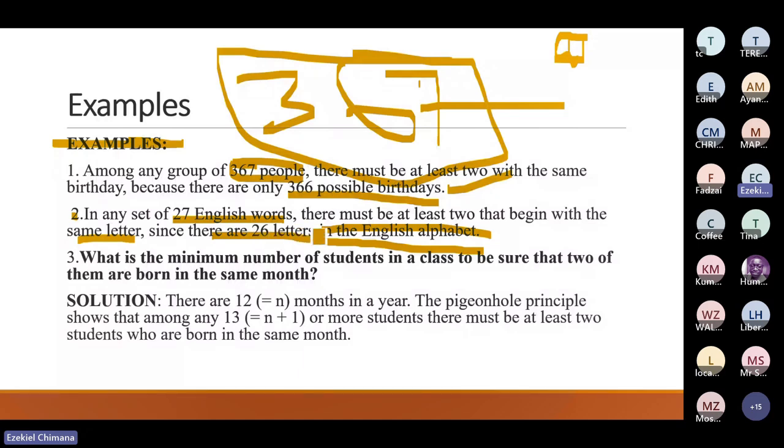Because from these 26 letters, if we put from A to Z as the initial letter, it means the word at number 27 will always pick maybe any letter from A to Z. By doing so, we end up having two words with the same letter at the beginning, which means we managed to prove the pigeonhole principle: whenever you are given K pigeonholes and N pigeons, you always have a pigeonhole with at least two pigeons.